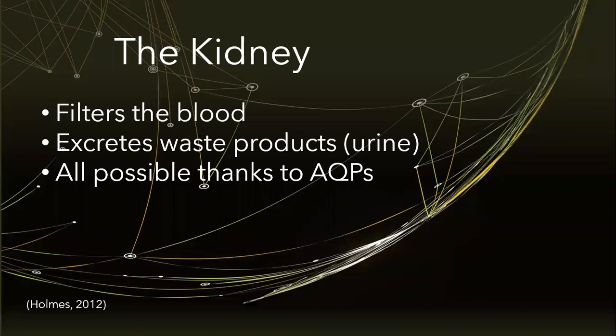The kidneys are responsible for filtering blood and excreting waste products from the body. So in order to do this, the kidney has to be able to concentrate urine. AQPs play a critical role in this process. They allow water to move from the filtrate, the body fluids going into the kidneys. They allow it to move to the collection ducts where it can be excreted as urine.